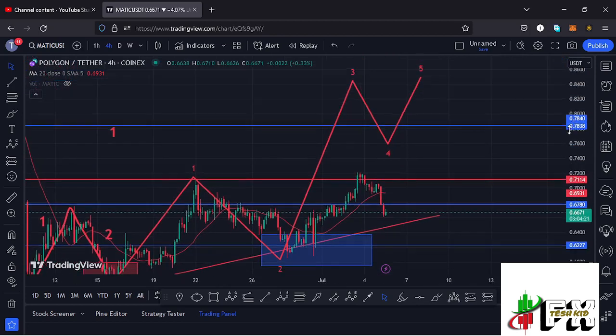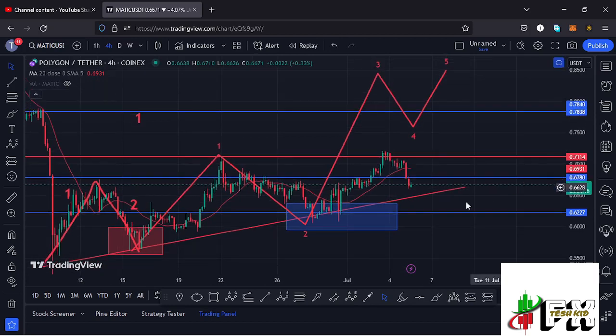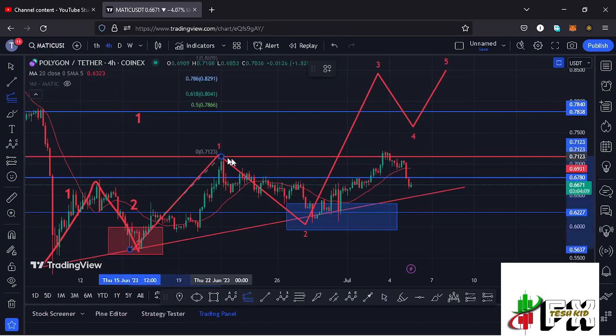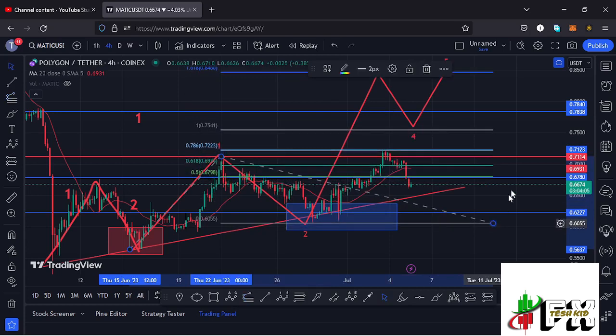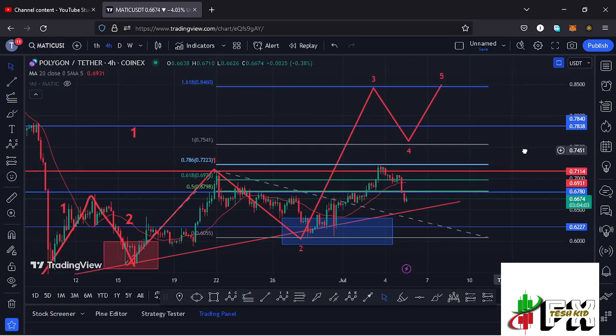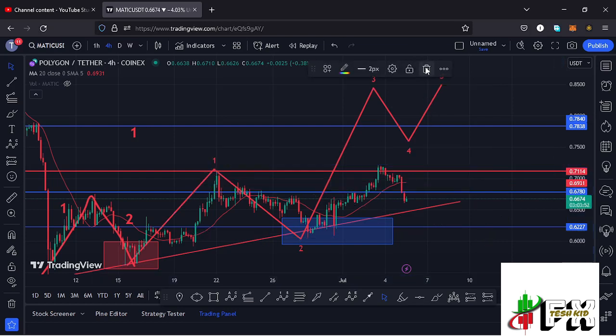Whatever Matic is doing is the start of an impulsive wave in the formation of a wave 3. In my previous videos, I have been giving you minimum target areas for the third wave by connecting the trend-based Fibonacci from the low of the first wave to the high of that wave 1, then dragging the fibs to the low of the second wave, giving me a minimum target area at the fib level 1.618, and that is at around the $0.846 mark. That is the minimum that I'm expecting Matic to do in the formation of that wave 3.